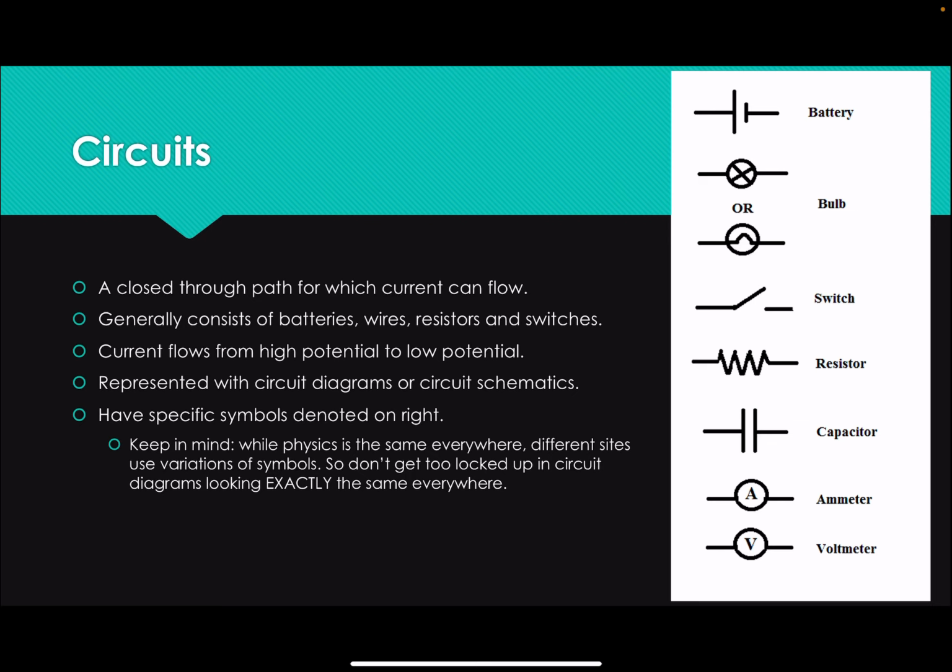Today we're going to talk about circuit diagrams. So how do we sketch circuits and how do we draw them? And then we're going to talk about some calculations we can do with them.